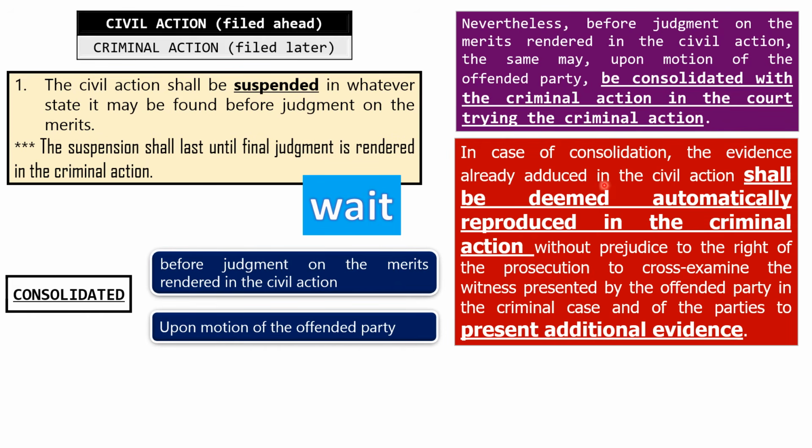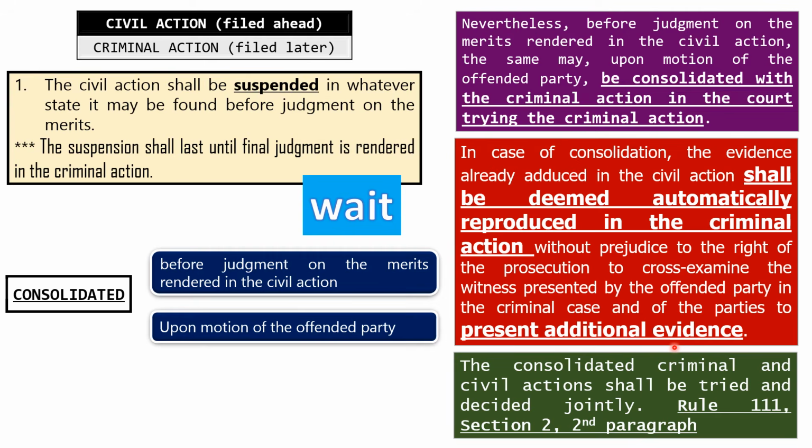And what will happen to the evidence that was already presented in the civil action? They shall be deemed automatically reproduced in the criminal action. However, even if they are reproduced in the criminal action, it is without prejudice to the right of the prosecution to cross-examine the witnesses presented by the offended party in the criminal case, and also without prejudice to the right of the parties to present additional evidence. And the consolidated criminal and civil actions shall be tried and decided jointly. Very clear according to the Section 2 of your Rule 111, second paragraph.